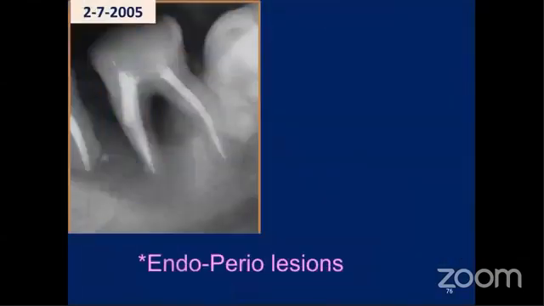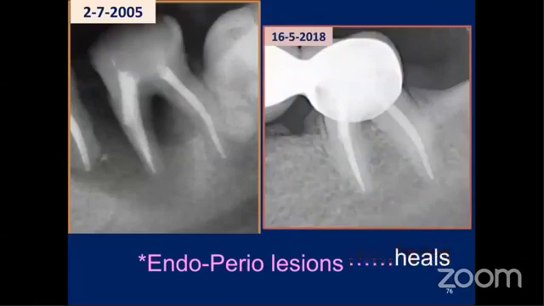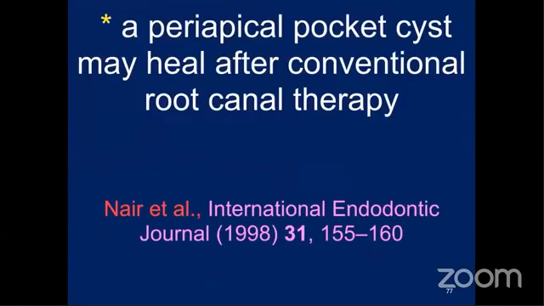What about endoperio lesion? Endoperio lesion, if the cause is from the root canal, this periodontal lesion will heal after proper root canal treatment, as we can see here. And this is the X-ray after 13 years. So what about pocket cyst? A periapical pocket cyst may heal after conventional root canal therapy with just root canal treatment.